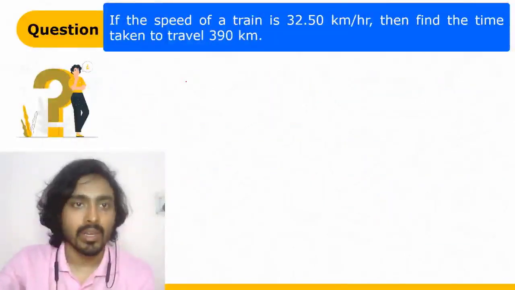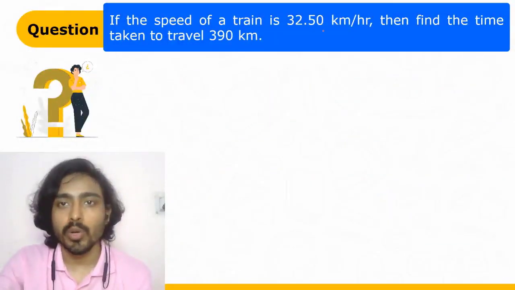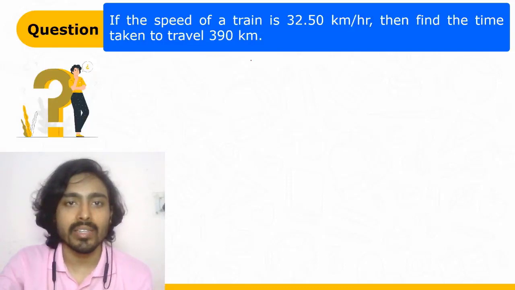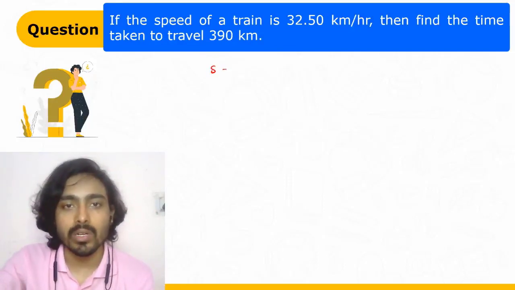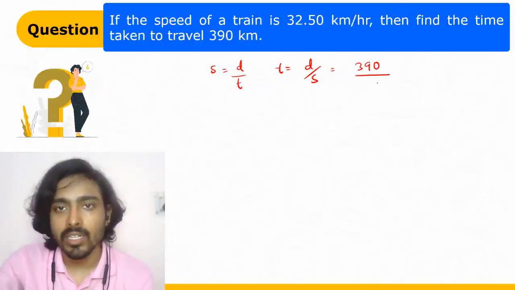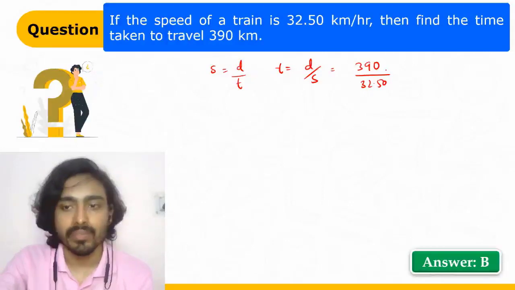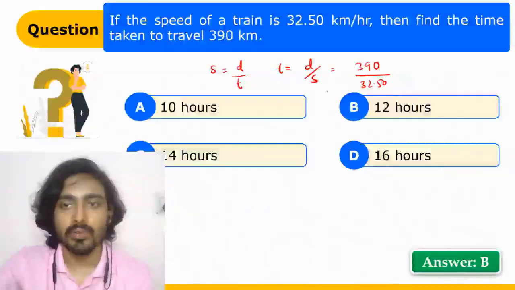Let's move ahead. If the speed of the train is 32.50 kilometers, we have to find the time. Okay, so speed is equal to distance upon time, or we can also say that time is equal to distance upon speed. So now if you divide 390 by 32.50, you'll get 12. Please check it. You'll get 12.